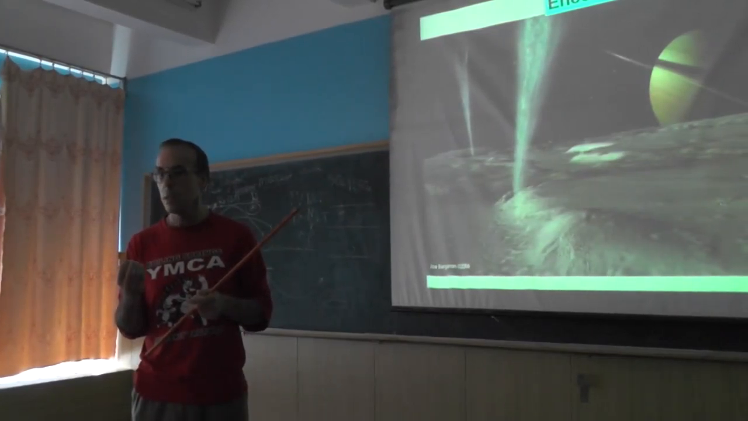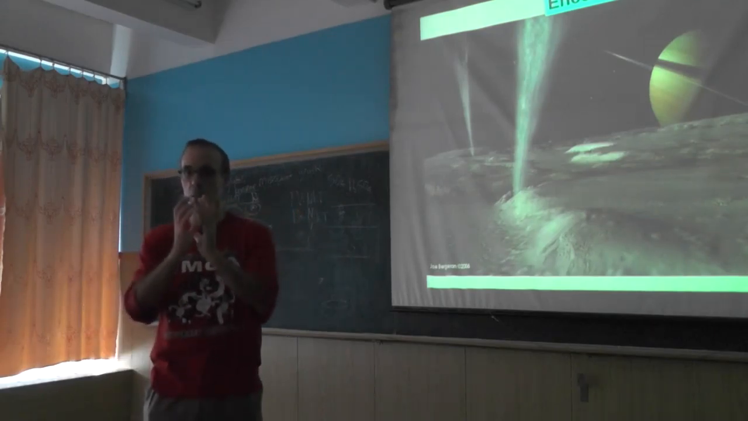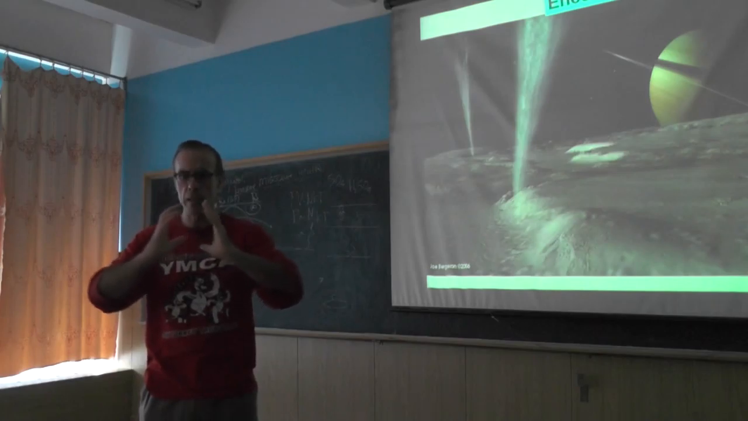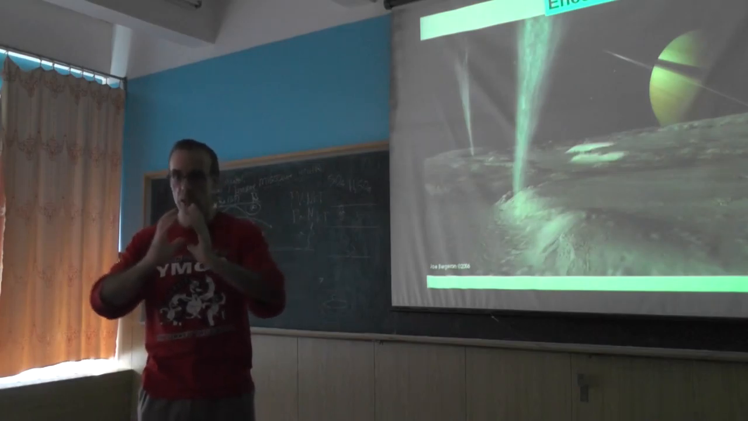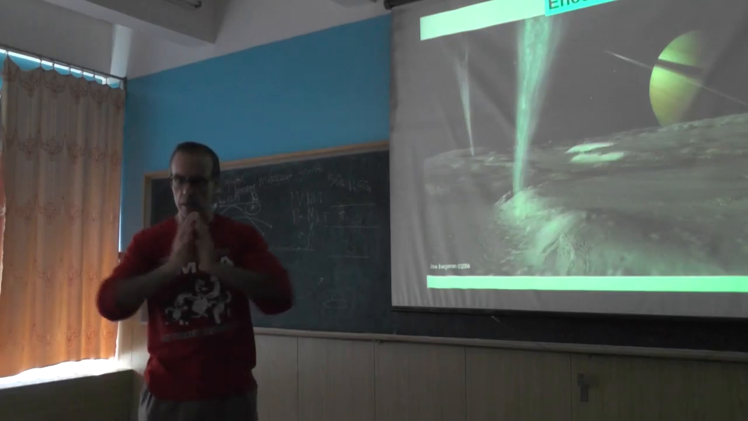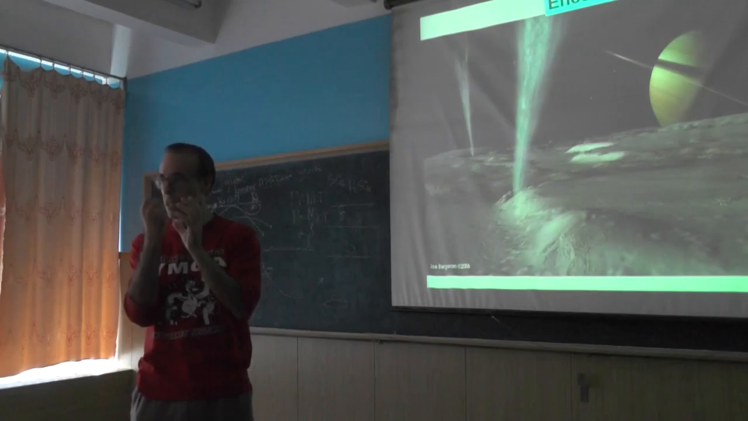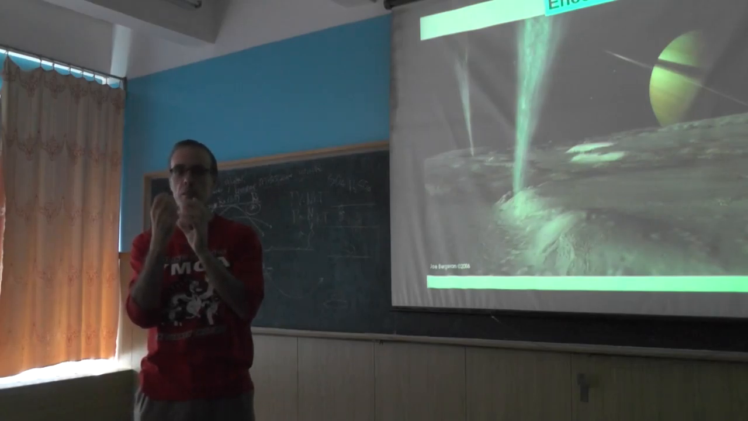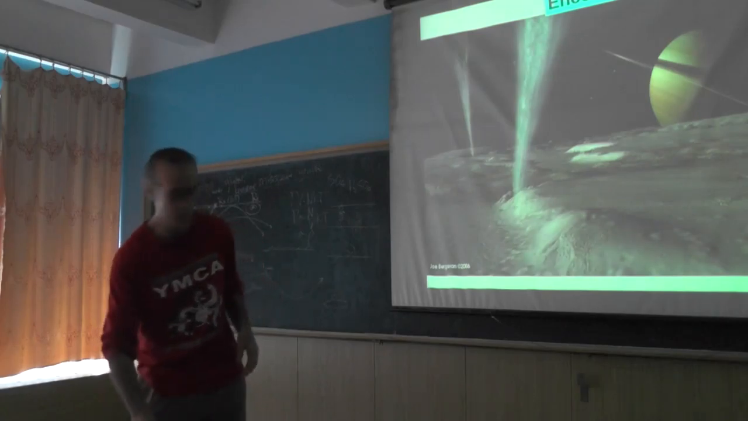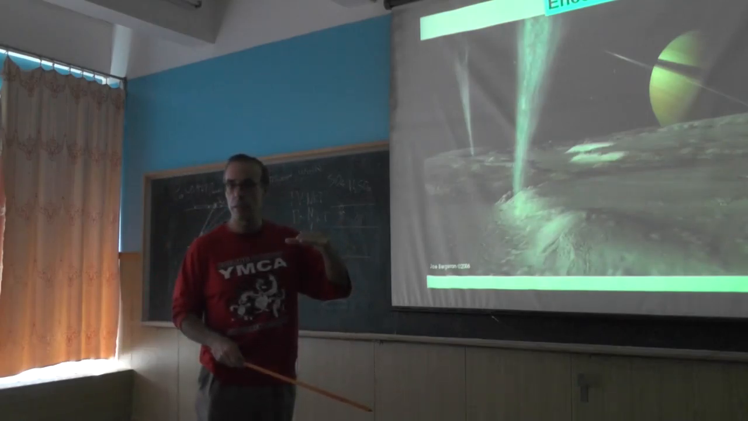Yeah. So there's gravitational flexing of the planet. So the planet is literally flexing, and that produces friction, and because of the friction, the ice is heated from underneath.